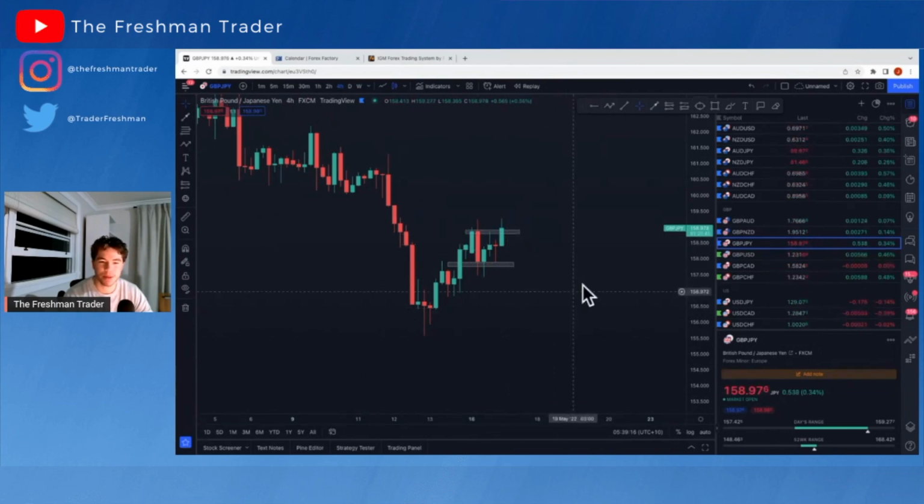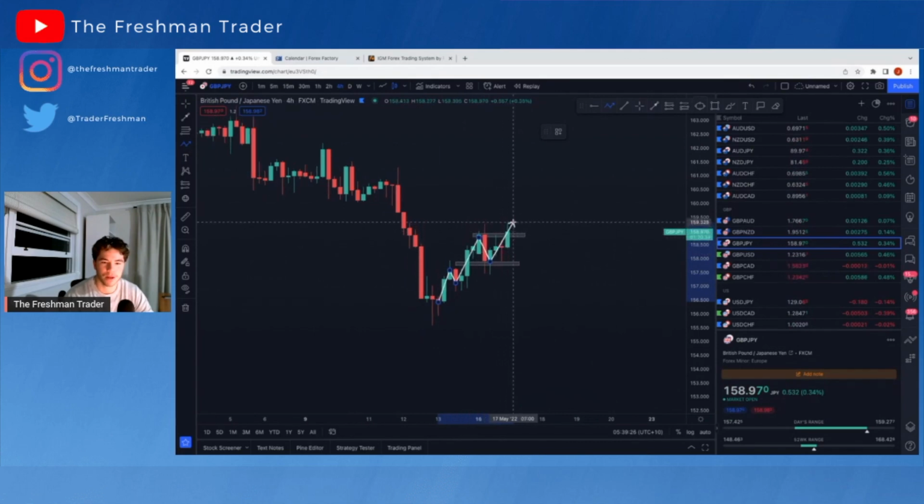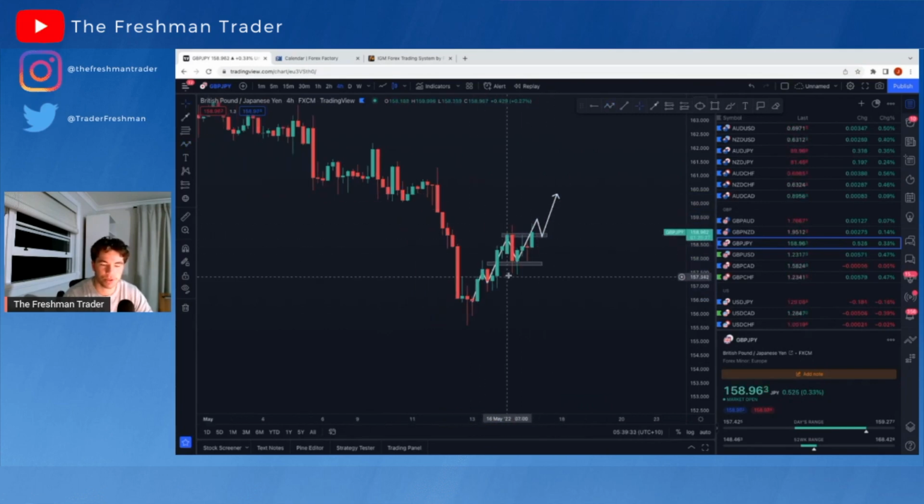So GBP JPY, similar to some of the Aussie dollar pairs where we are creating new highs, potentially creating this reversal from the past few weeks, but I want to see price break and close above the previous high before just continuing this bullish structure.